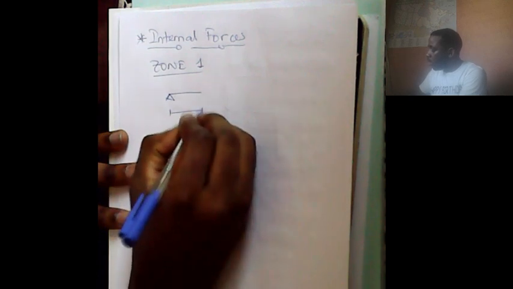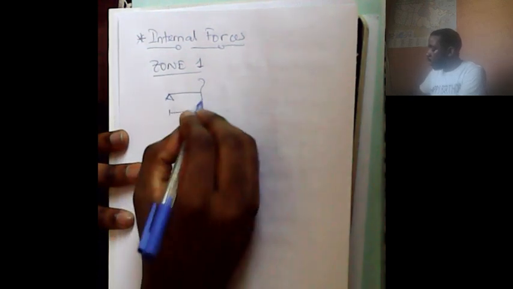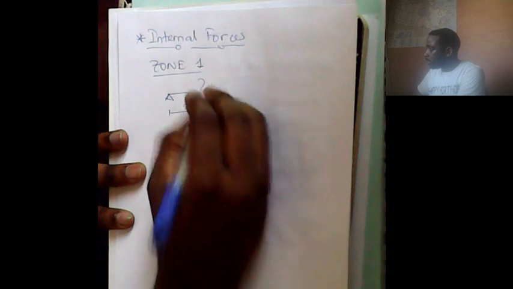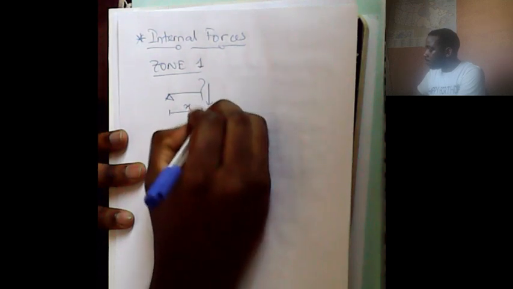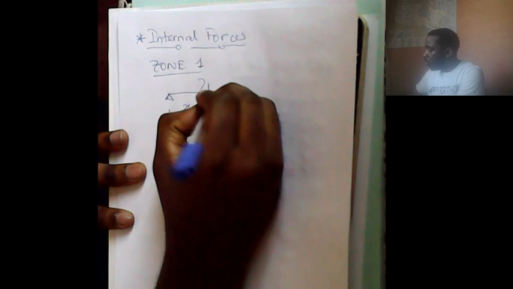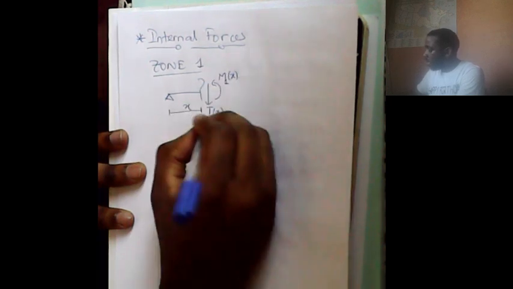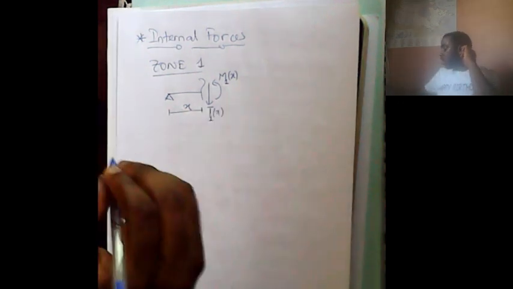Internal forces. So zone 1, what are we going to get? We have something like that, right? The distance from where we cut to the origin is always equal to x. Okay, so we'll have our shear, we'll call it T of x, and here we'll have a moment M of x. So let's call these M1 of x and T1 of x, right, because they are for zone 1.